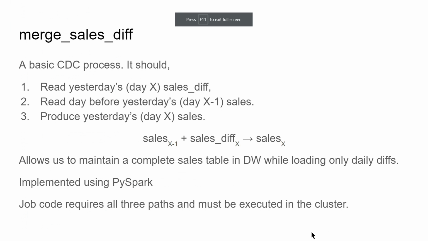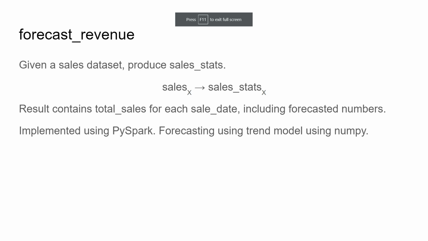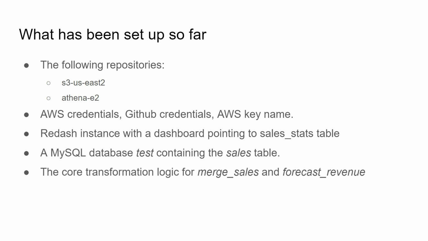The next, let's take a look at the forecast revenue. So in this job, we have to generate the sales stats dataset class from the sales dataset class. And our sales stats consists of two columns: the sale date and the total sales. And there's some forecasting also being done in this. So the sale date will extend beyond the dates which we have data for in sales. This is also implemented using PySpark, and we are doing forecasting using NumPy, and we just have a simple trend model. So let's take a look at what has been set up so far.